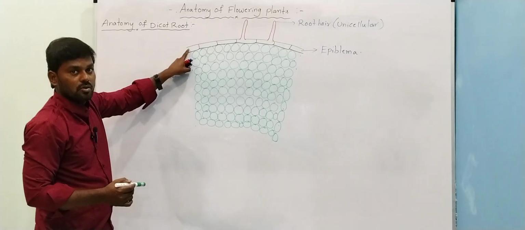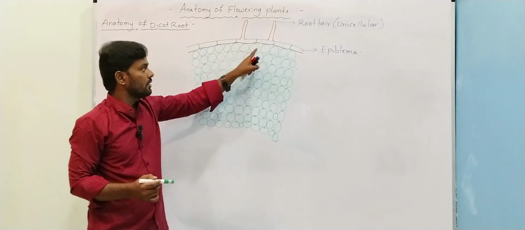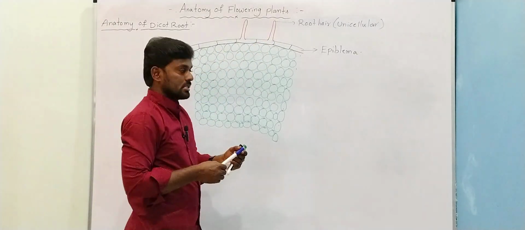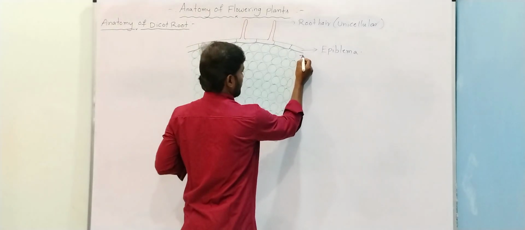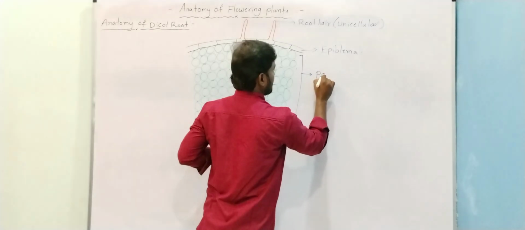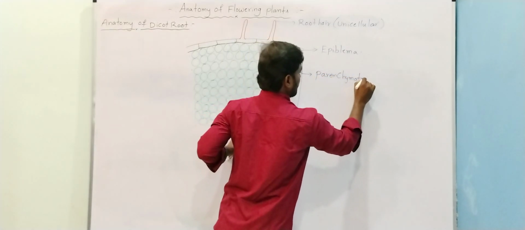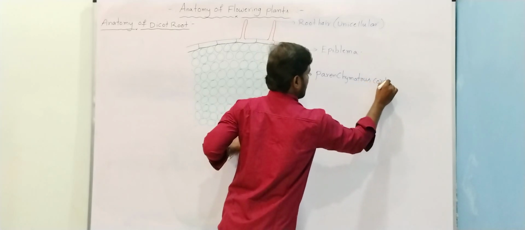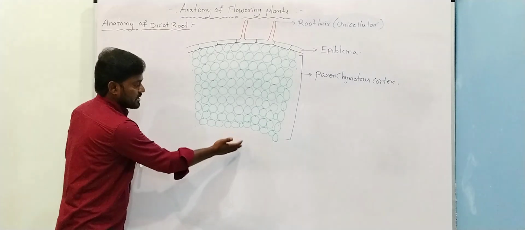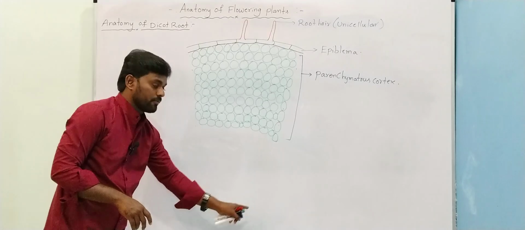So the outermost layer is called epiblemma or epidermis. It produces unicellular root hair. Beneath the epidermis, the next layer is filled with the parenchymatous cortex. Okay, next, the innermost layer, that is the center part, is called the endodermis.